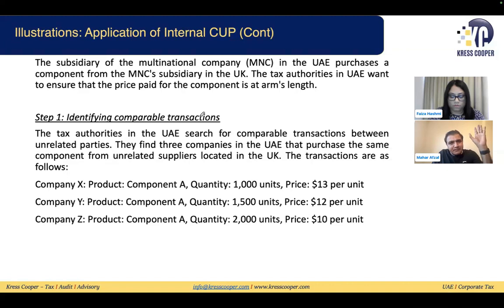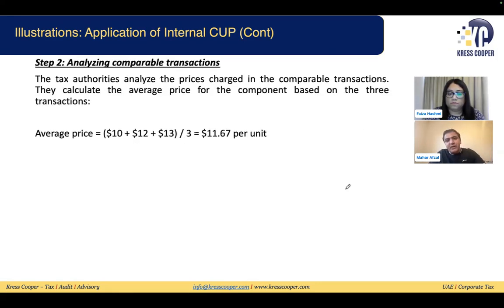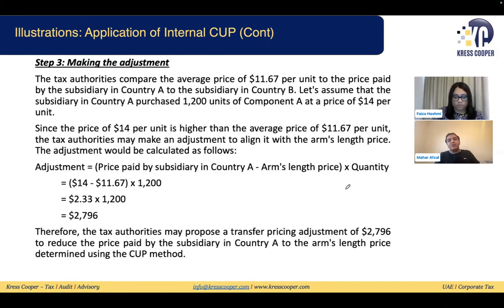So the related party is charging a different price, and companies X, Y, Z are buying from the UK at 1,000, 1,500, 2,000. This is the price, might be a difference in the volume. So what is the average price? The average price is 11.67. Then we need to make an adjustment.